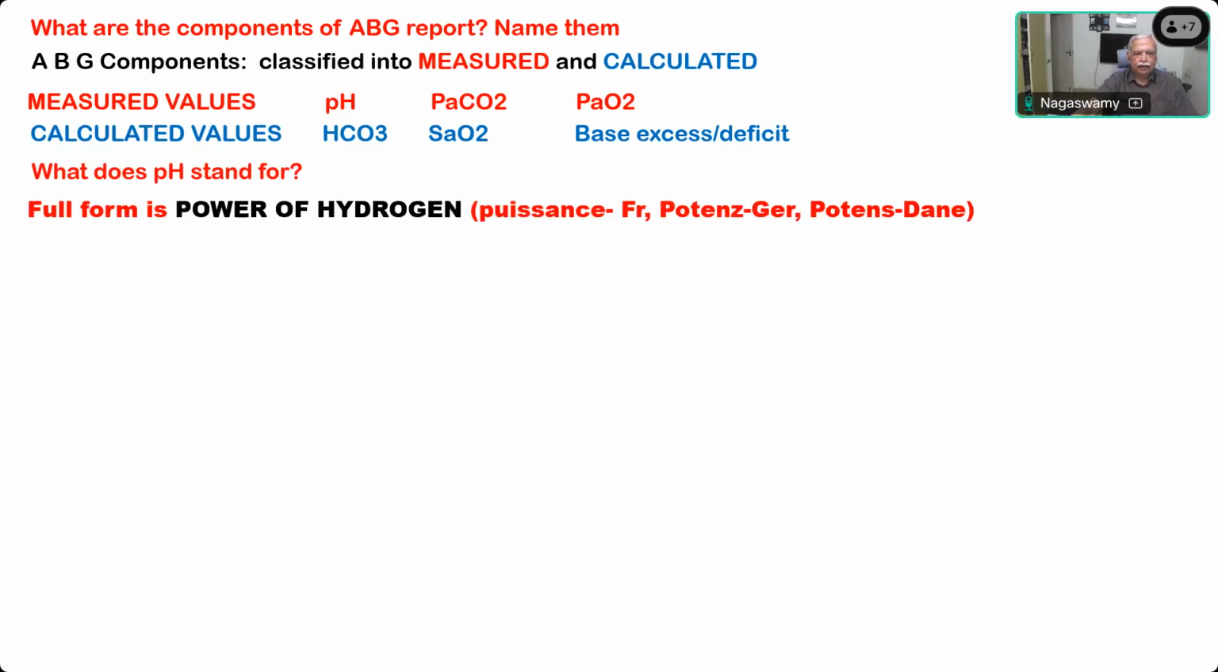The full form is power of hydrogen in English. pH stands for power of hydrogen in English, but originally the person I told you about is a Danish person, Sorensen. So he gave the Danish name. The power is called puissance, so puissance hydrogen is the exact word he used. The potence hydrogen is the Danish word, and then French people called it puissance hydrogen, and Germans called it potency or potence. So the English expansion for pH is power of hydrogen. In French it is puissance, in German potence, and in Danish it is potence. So that is the short form, because hydrogen ion forms the main component for changing or measuring your pH.